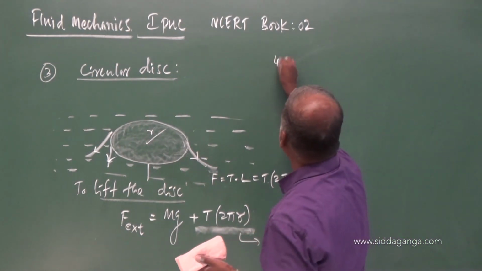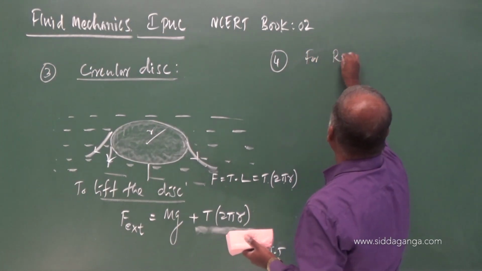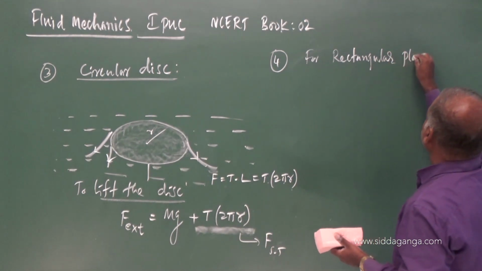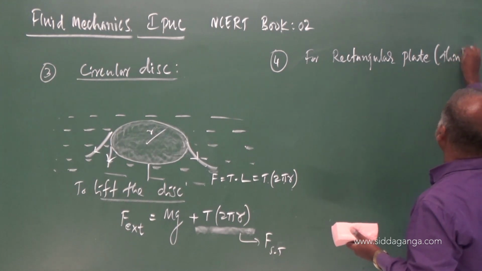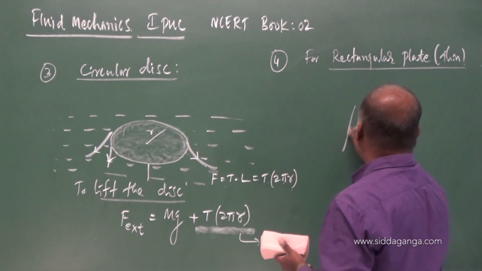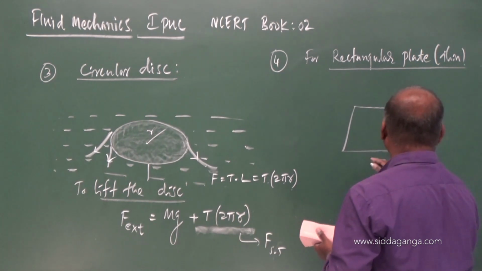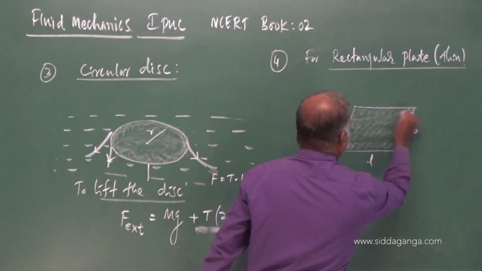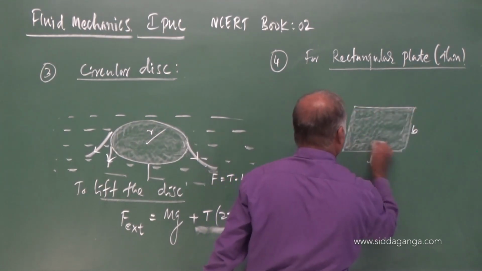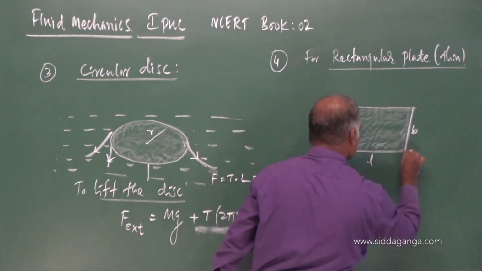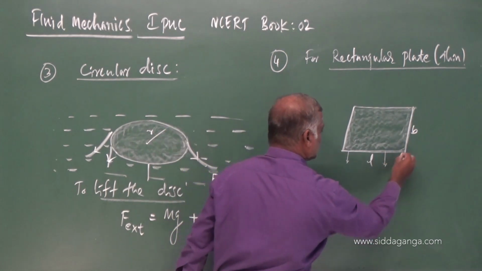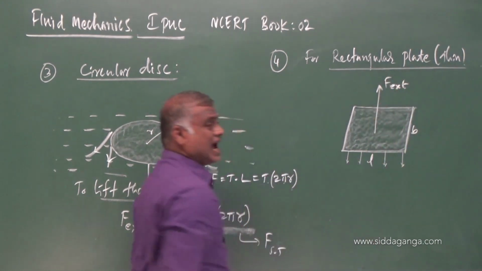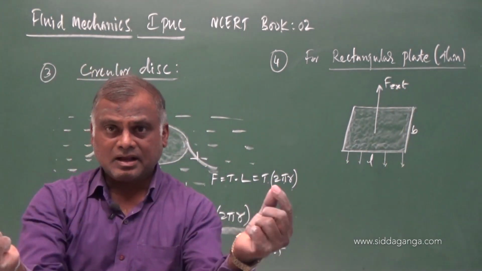For the fourth one, a rectangular plate. It's a thin plate, my dear students. This is the length, and this is the breadth. Same, this is not hollow, meaning mass is uniformly distributed, meaning you will have this force here. I need to lift this. I need some extra force here. I am lifting a rectangular plate.